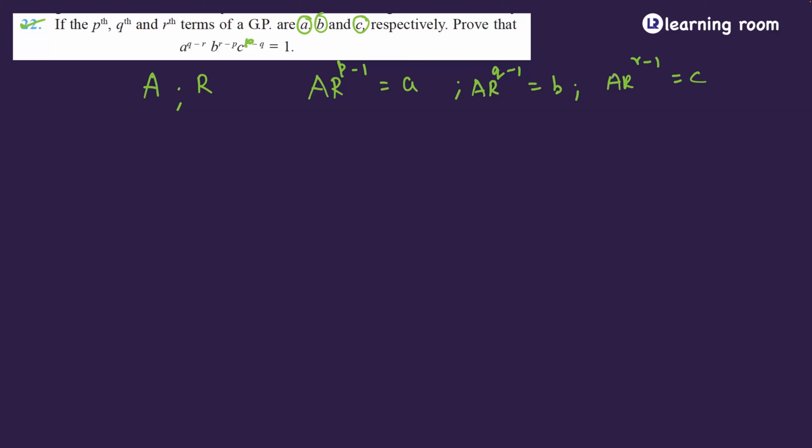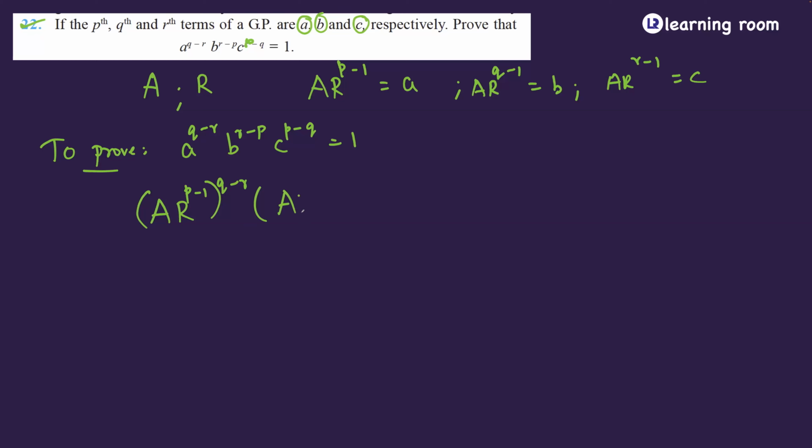Right? So what is given? To prove A power Q minus R into B power R minus P into C power P minus Q is equal to 1. So I have small a substituted here: capital A into R raised to the power P minus 1, into Q minus R. Into B, which is AR power Q minus 1, to the power of R minus P. And C is AR to the power R minus 1, to the power of P minus Q. I should take only LHS because I want this product to come out as 1. That is what I need to prove.